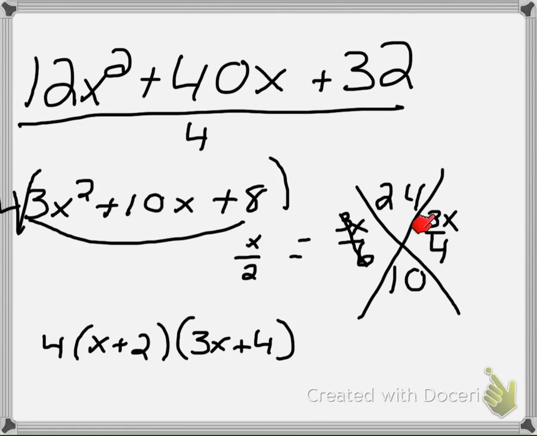Over here, there's nothing that can divide evenly into 3 and 4, and so I'm going to leave that 3x over 4. And so now look at what I have here. I have my 4. Okay, that came from here, right here. And I have x plus 2. That came from the simplified form of 3x over 6. And from 3x over 4, I have 3x plus 4.